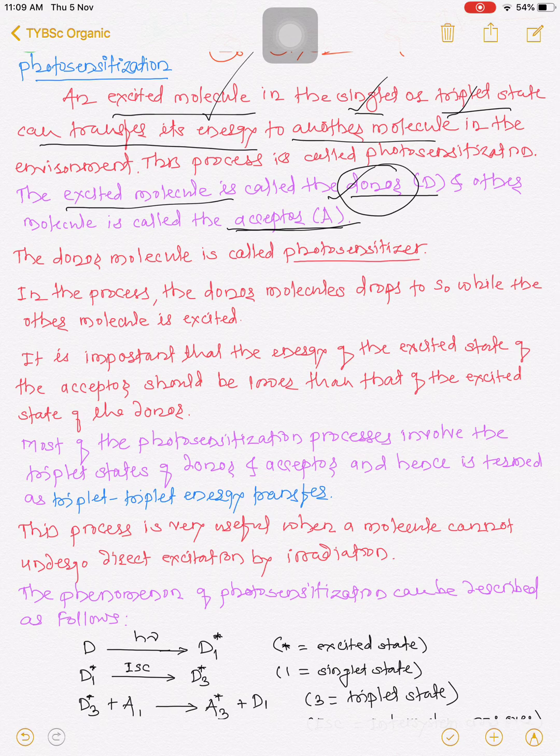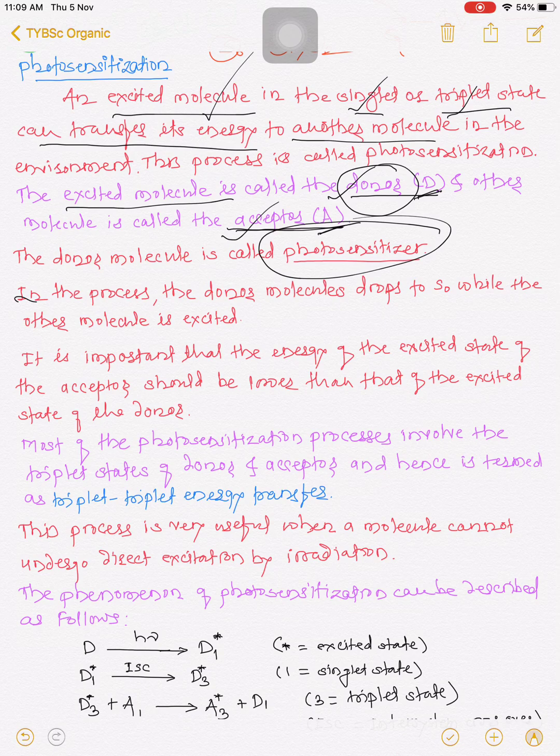So there are two types. One is the donor, which transfers energy, and the second one is the acceptor, which takes energy from that donor. There is a symbol: D is nothing but donor, A is nothing but the acceptor. The donor molecule is called a photosensitizer. Now see here, the donor molecule gives energy, therefore it is known as a photosensitizer.